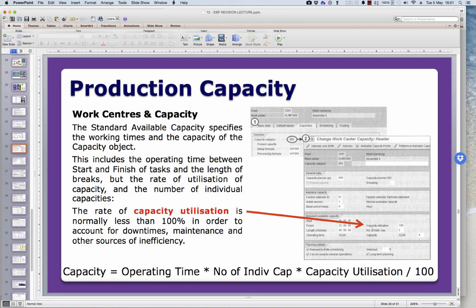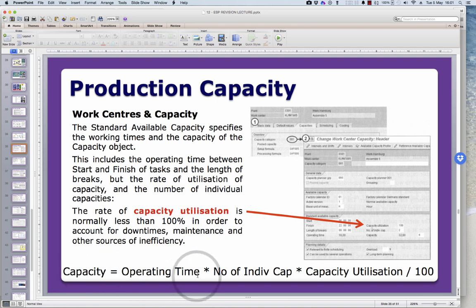Production capacity. So here we've got production capacity and what influences it. Notice here we've got a capacity utilization of 100%. Isn't that great? That's a really good factory, but in actual fact utilization is usually lower, and the factory manager, the production manager's job is to keep this as high as possible. The rate of capacity utilization is normally less than 100%.